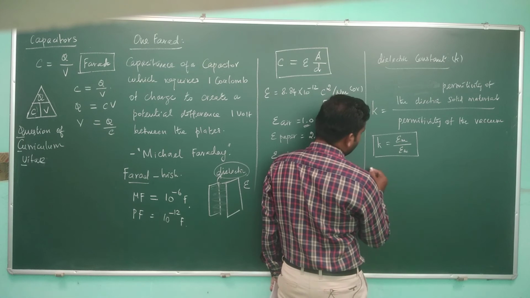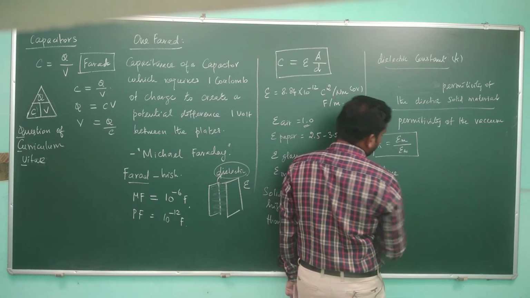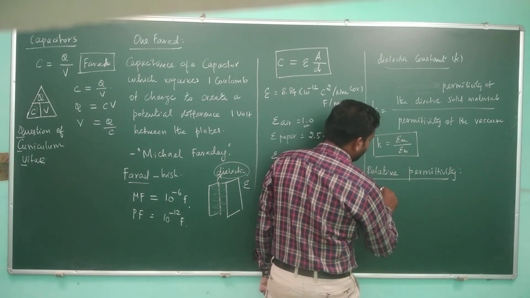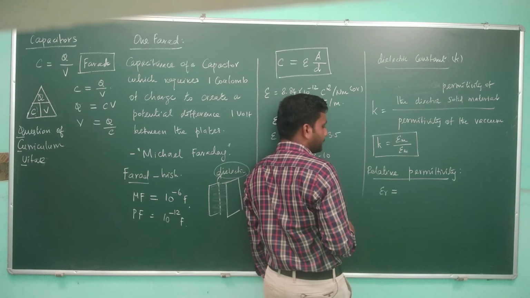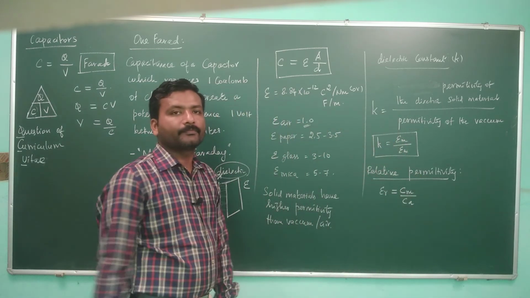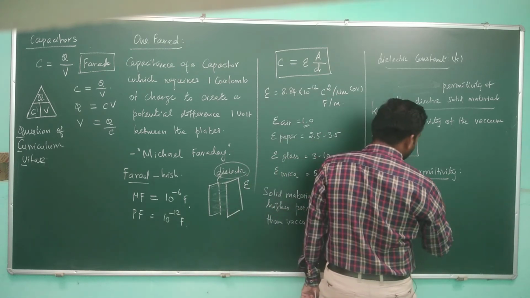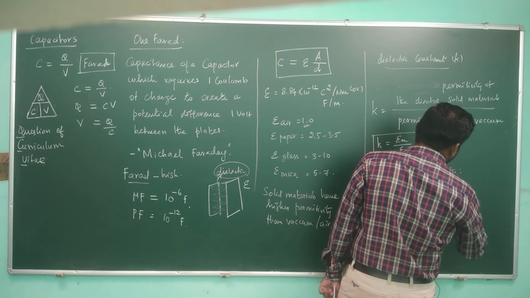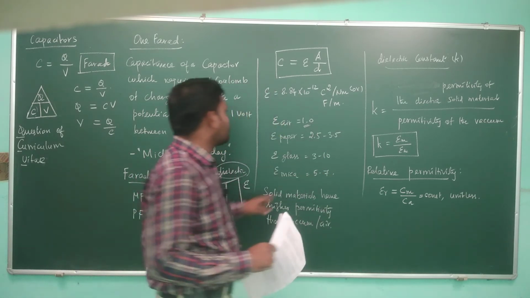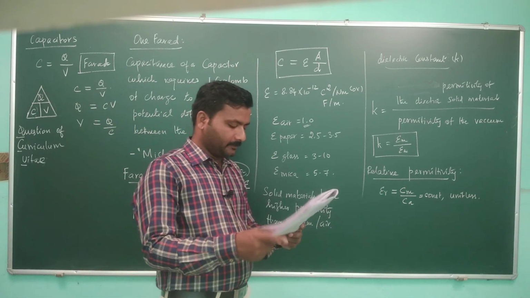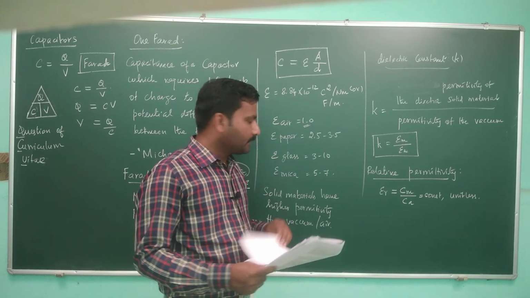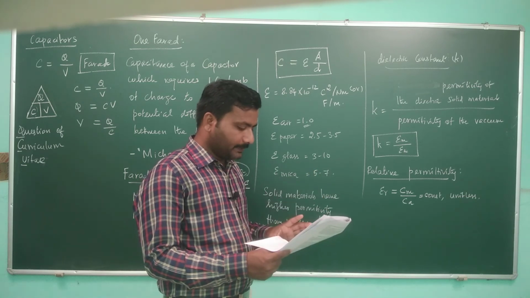This we can denote in another term, relative permittivity, epsilon r, which is nothing but the capacitance of the material medium to the capacitance of the air medium. It is a constant and does not have any unit. It is dimensionless. So these are the things about the material medium and their permittivity. If you are asked to write dielectric constant or relative permittivity, you need to explain that. Fine.